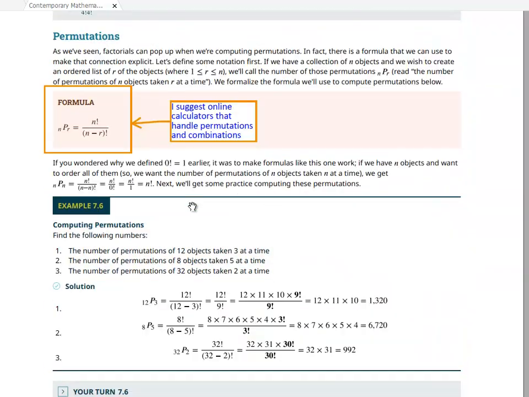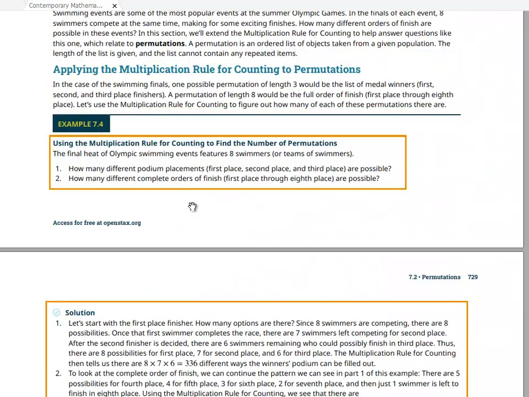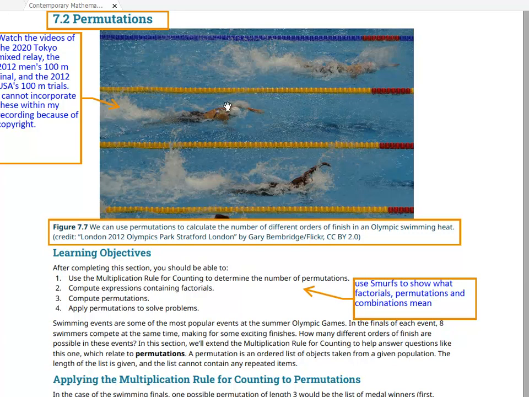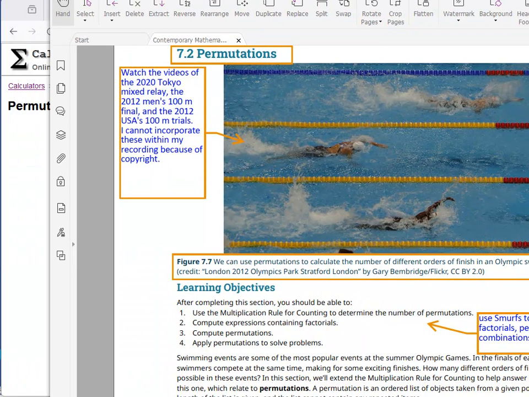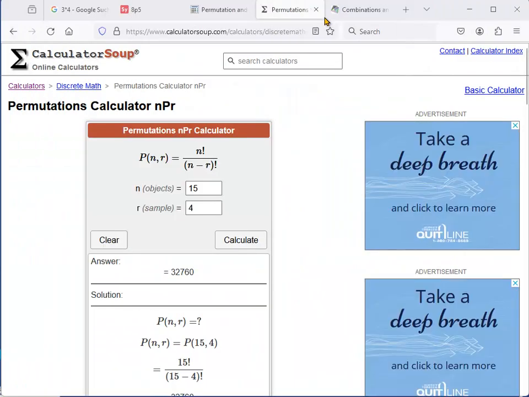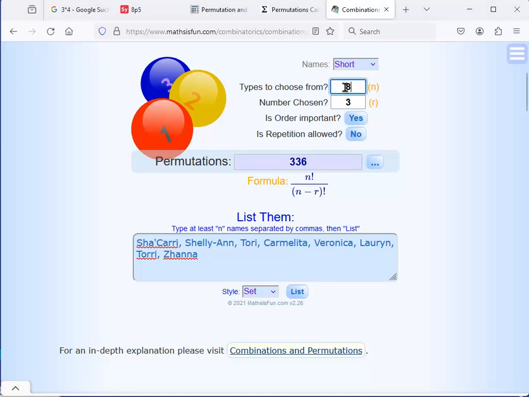So let's see, I'm going to go back to the swimming one here, because I want to show you something with these here. So here I have 8 swimmers, and it matters in which place they come in to medal for the gold, silver, and bronze. And this one here is pretty cool. All right, we put in the 8 and the 3, so I'm just going to change it to something else, like 15 and 4 again, to show you. There we go. And now I'm going to change it back to 8 swimmers and 3 finishers, 336 permutations.